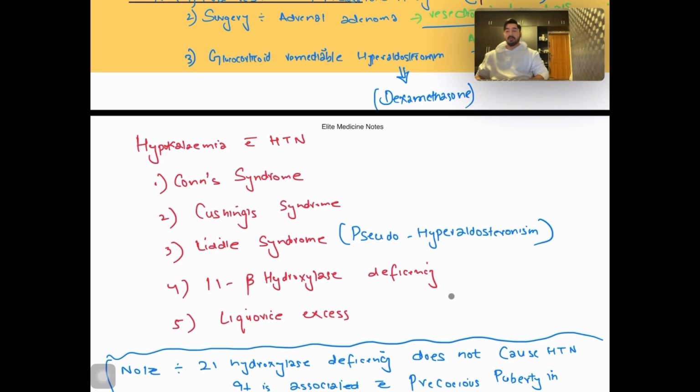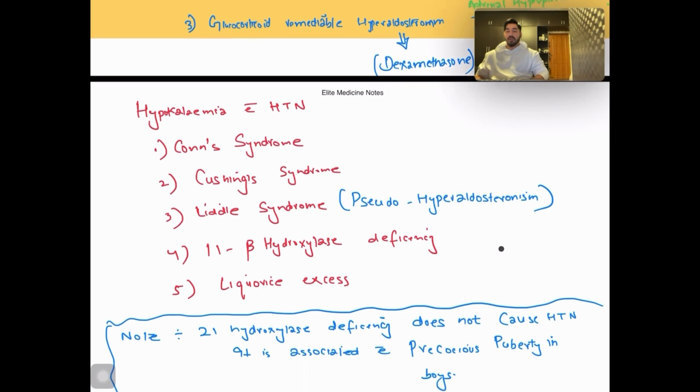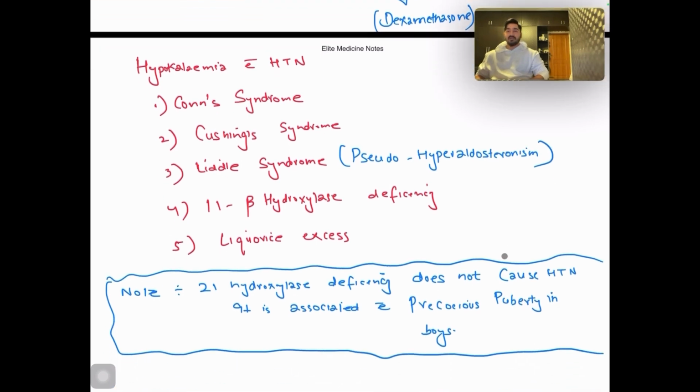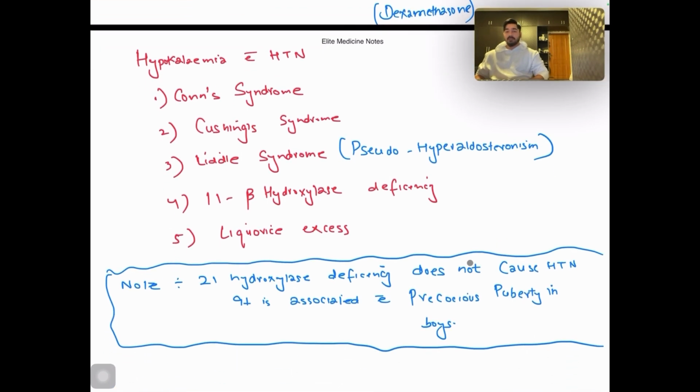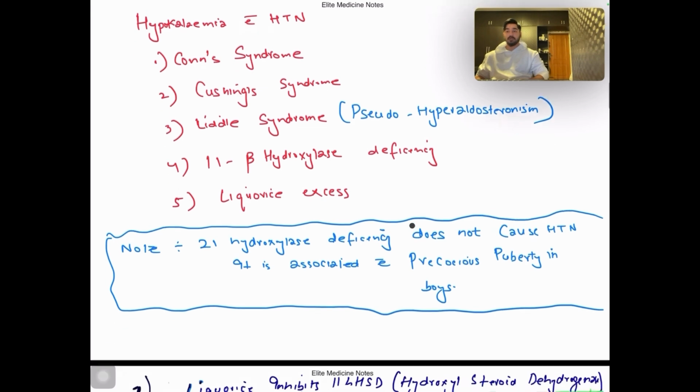The patient is coming to us with the complaint of hypertension, and we do some electrolyte investigation and we see hypokalemia. So we should keep these 5 differential diagnoses in our mind, and to rule them out we have to look for specific findings of these conditions. But please remember, 21 hydroxylase deficiency does not cause hypertension. It is associated with precocious puberty in boys, and 11 beta hydroxylase deficiency is responsible for causing hypokalemia with hypertension.